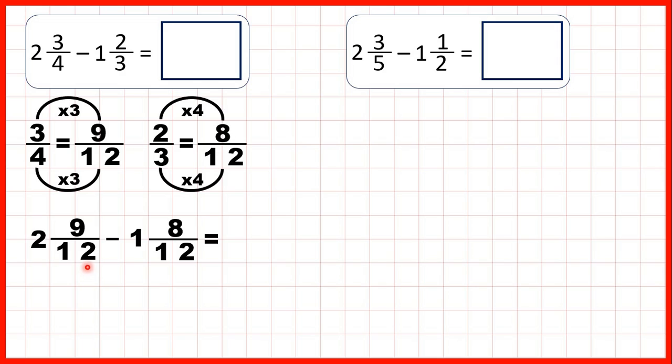So now we start by seeing if we can subtract our fractions. 9/12 minus 8/12 is 1/12, because the denominator stays the same and 9 minus 8 is 1. Now if we look at our whole numbers, we have 2 minus 1, so that's 1 whole in our answer, 1 1/12. Now 2 3/5 minus 1 1/2.